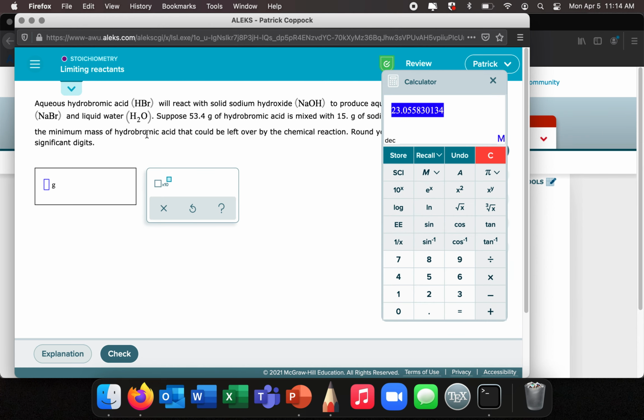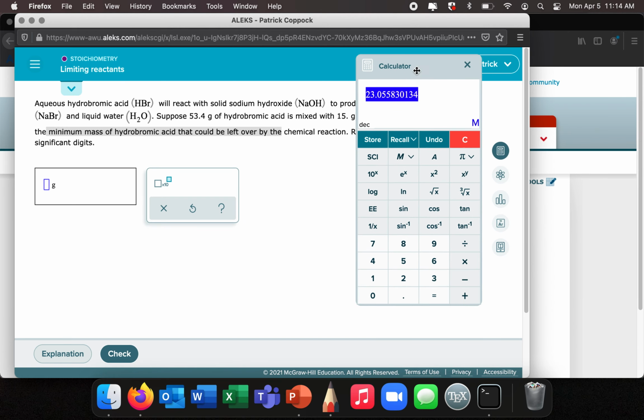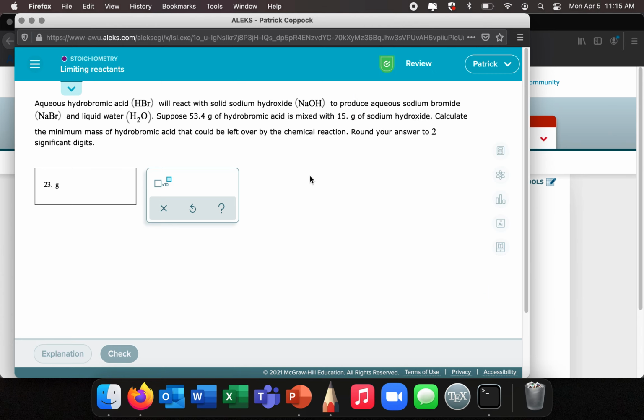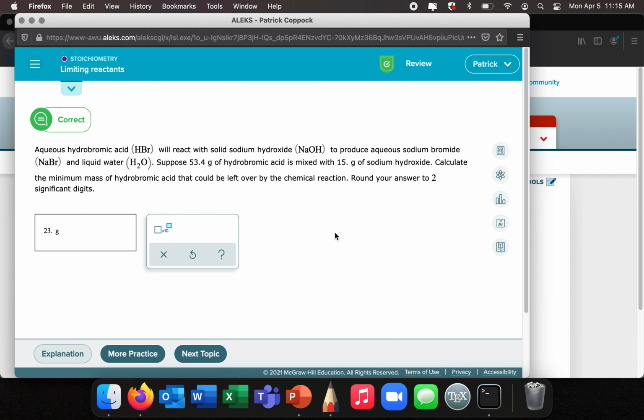That's the minimum mass that can be left over. Round your answer to 2 sig figs. So it looks like it's going to be 23 point even, because it's 2 sig figs there. We'll check it. Hopefully we'll get some green here, and bam. All right, so hopefully that's helpful.